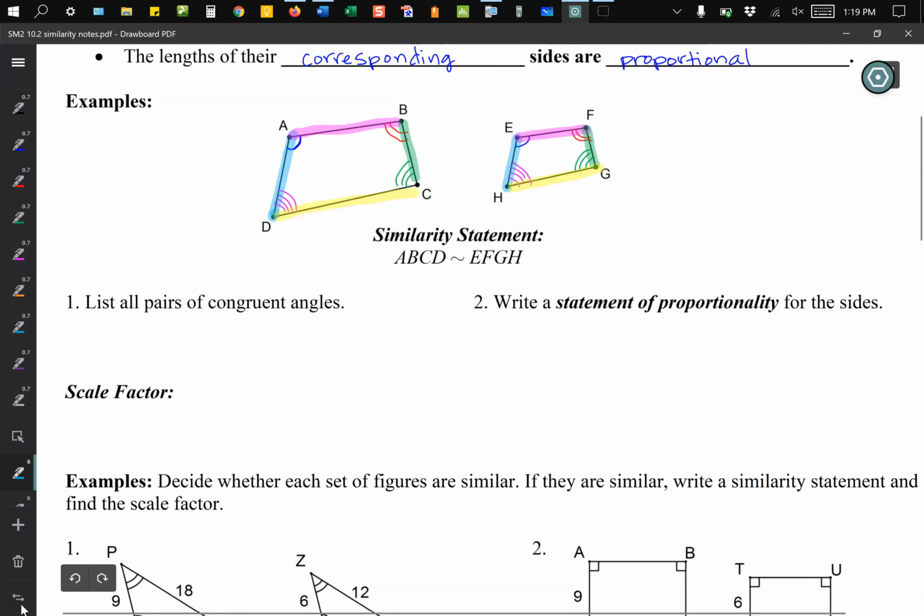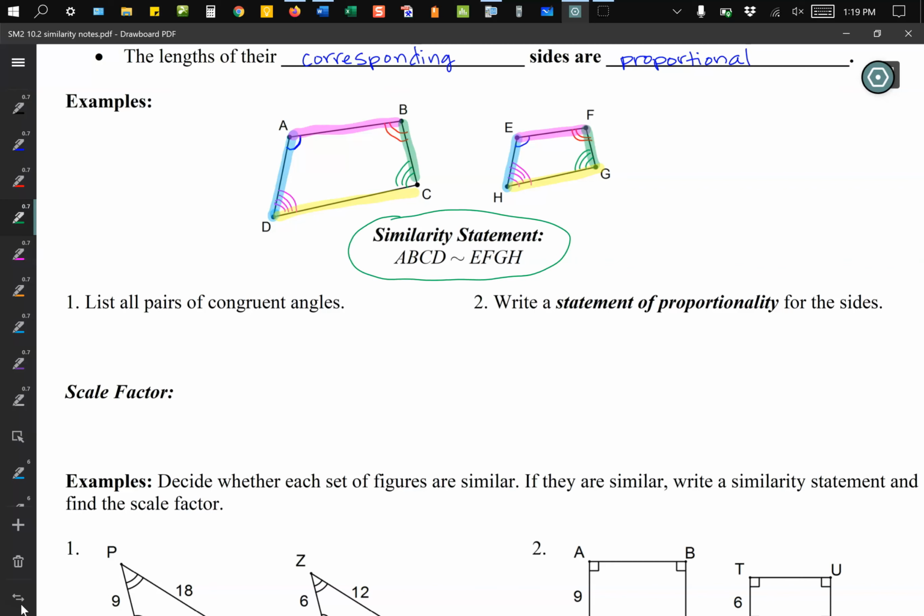It will ask you for 2 types of statements on your homework. So the first one is called a similarity statement. So a similarity statement is telling you that the 2 figures are similar to each other. And what is really important in a similarity statement is the order of the letters, because the order of the letters tells you which angles are congruent to each other. So in this similarity statement, it's telling me that angle A is congruent to angle E, because those are the first letters.